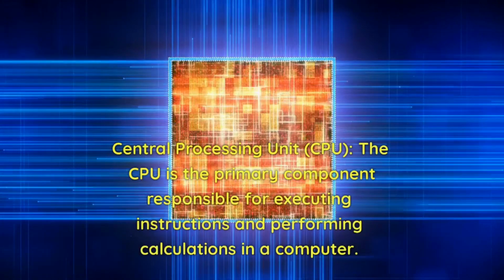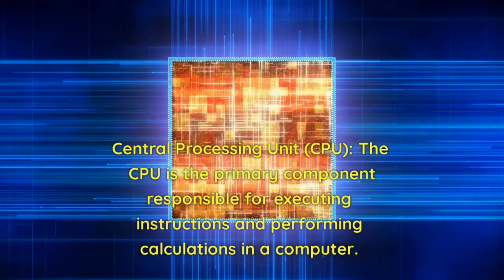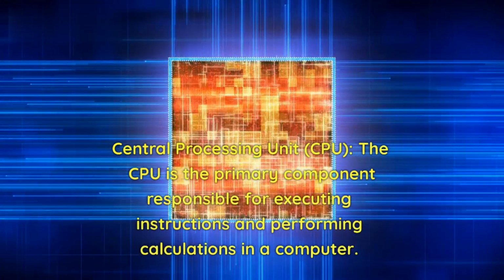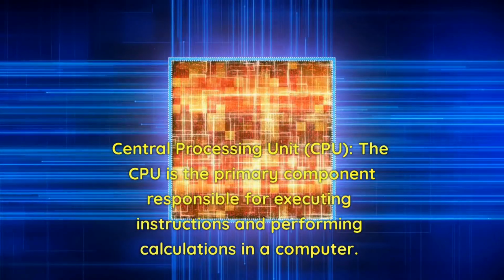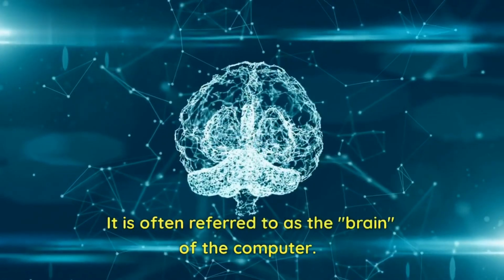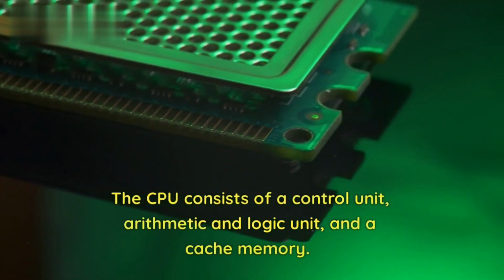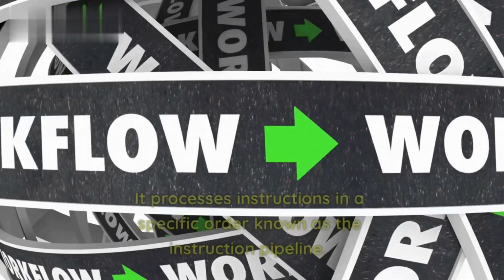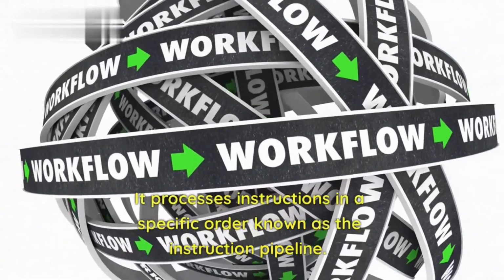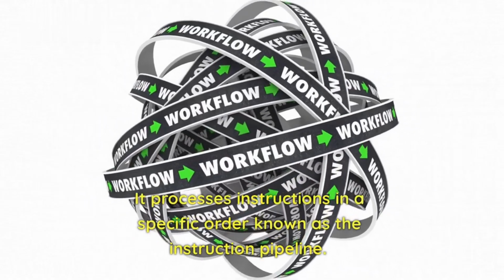Central Processing Unit, CPU. The CPU is the primary component responsible for executing instructions and performing calculations in a computer. It is often referred to as the brain of the computer. The CPU consists of a control unit, arithmetic and logic unit, and a cache memory. It processes instructions in a specific order known as the instruction pipeline.